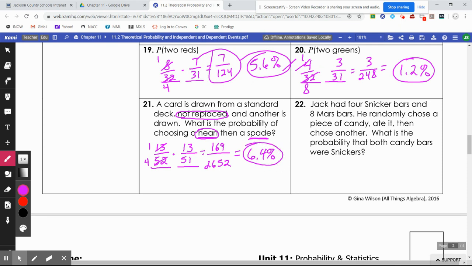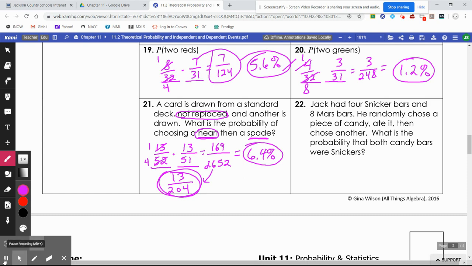Let me do the reduced form. 1 times 13 is 13. 4 times 51 is 204. There's the fraction reduced down. So if you perform this experiment 204 times, only 13 times out of those 204 do we expect this to happen.